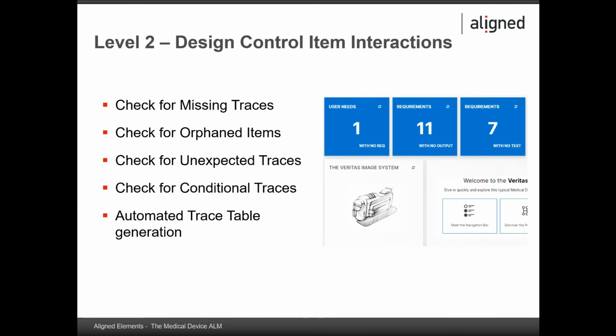We can look for unexpected traces. Maybe we don't expect particular traces to appear. Maybe we expect a user need to trace to a validation test case and not a verification test case. So these are things that can be done automatically with a click of a button. We can check for conditional states, so that if a design control item is in a certain state, we expect a certain kind of trace. If it's in a different state, or is of a different flavor, we expect it to have a second set of traces. And of course, last but not least, the trace information that we have can automatically be generated into trace tables that are, of course, automatically analyzed and automatically updated as soon as any changes or corrections are made. And these are examples of checking and preventing errors from happening on level number 2, the interactions, the tracing between individual design control items.